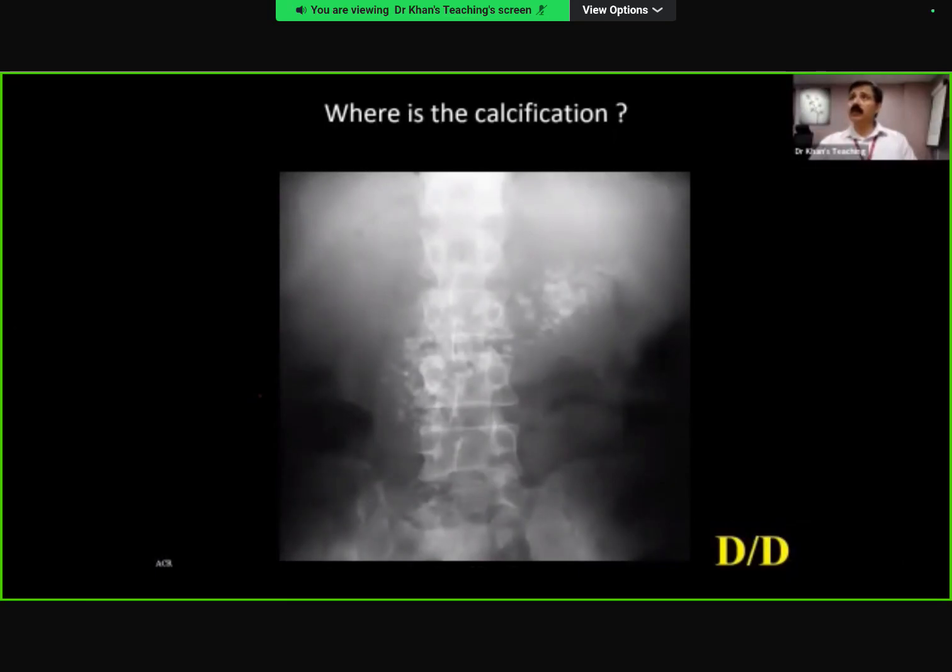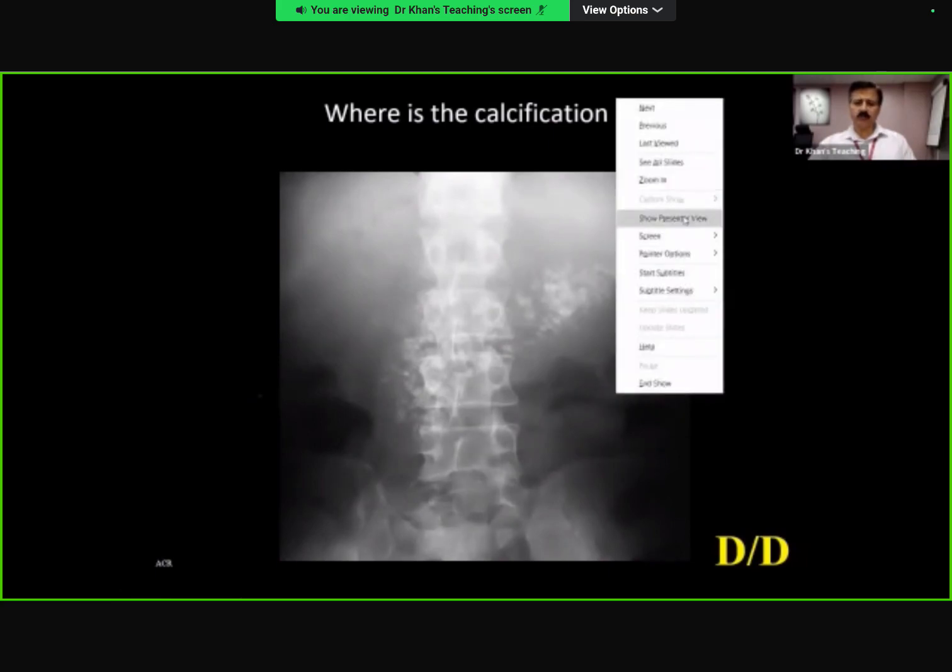Last case, and then I will go to candidate 5. So be ready, candidate 5. Just point out, candidate 4, this calcification. Where is it?